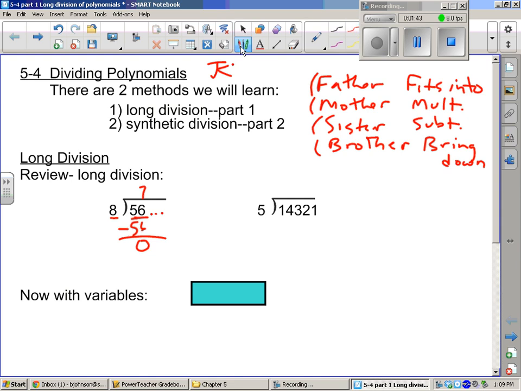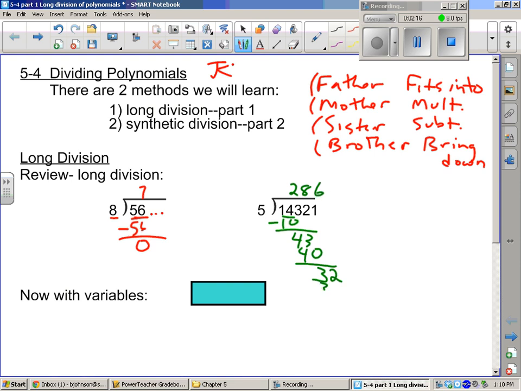Alright, let's try this next one. A little more numbers, a little more complication, but same process. So it doesn't fit into 1, we got to fit it into 14. 5 into 14 goes twice. 2 times 5 is 10. Then we have to subtract. That's our sister. So bring 4 down from the subtraction. Then we have to, brother, bring down the 3. 5 into 43 goes 8. Multiply, I get 40. Subtract, I get 3. Bring down the 2. 5 into 32 goes 6.